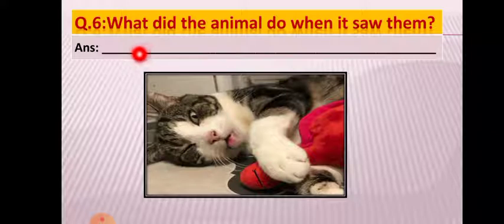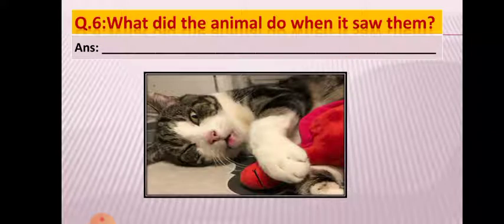So the answer is it pretended to be dead. As you can see, it is a cat and it is showing that it is dead. So the opossum is also showing that it is dead. So the answer is it pretended to be dead.